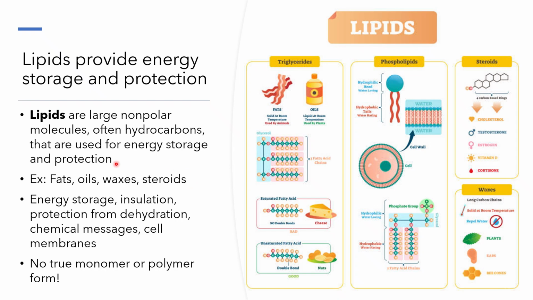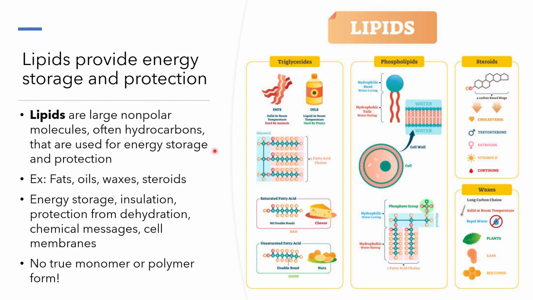So the molecules that fall under the lipid category are fats, oils, waxes, and steroids. And so these guys technically have no true monomer or polymer form, and that's because they can take a lot of different forms. We can have triglycerides, we can have phospholipids that make up our cell membrane, we can have this basic steroid structure that becomes all of our hormones and things like vitamin D and cortisol. So there's a lot of different structures that lipids can take.